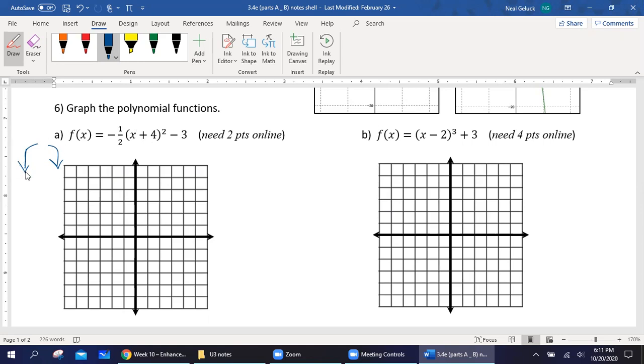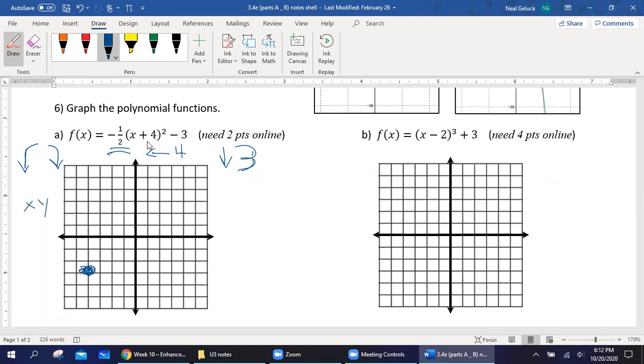Yeah, this makes sense. If you remember, this means go to the left 4, if I use my transformation rules, down 3. So left 4 and down 3 is going to be the vertex of this parabola. And then since it's got a vertical compression or vertical shrink on it, it's going to be smushed a little bit more than the normal one.